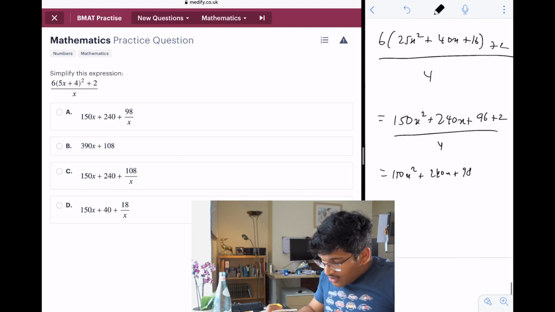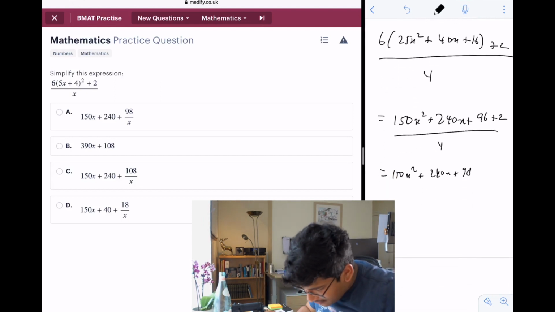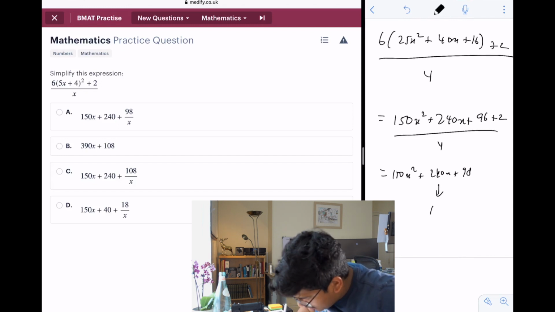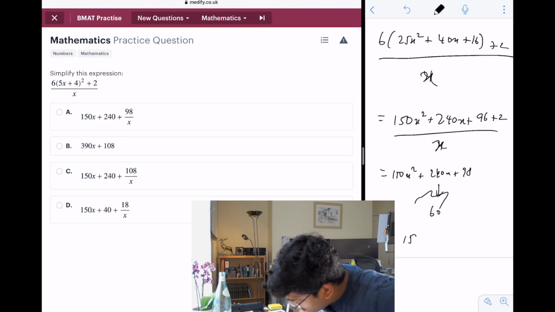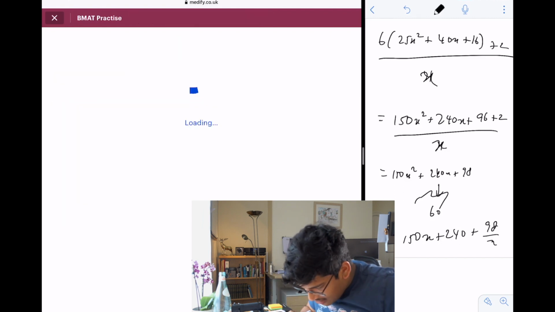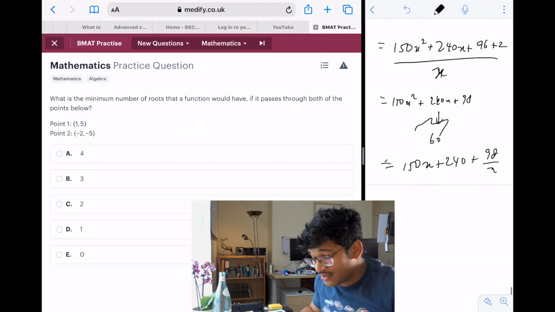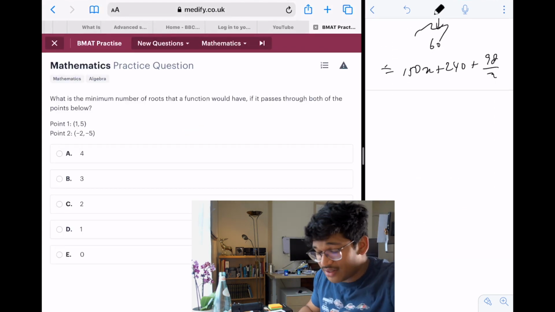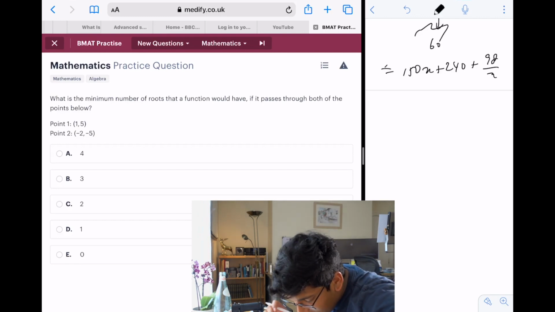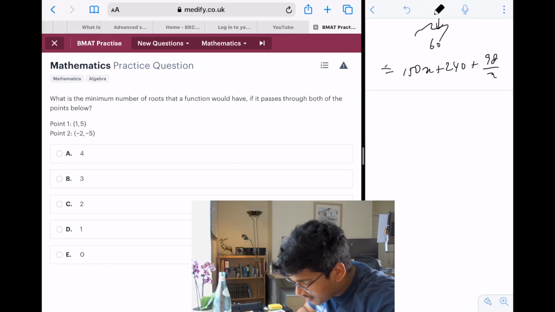Cool. So it's going to be that over 4, which means that'll go down to 60. No, divided by x, not 4. Jeez, right. That'll equal 150x plus 240 plus 98 over x. That's the answer. Nice. Okay. Looks like I misread the question and therefore I would have lost some marks in the exam if I had not noticed that.